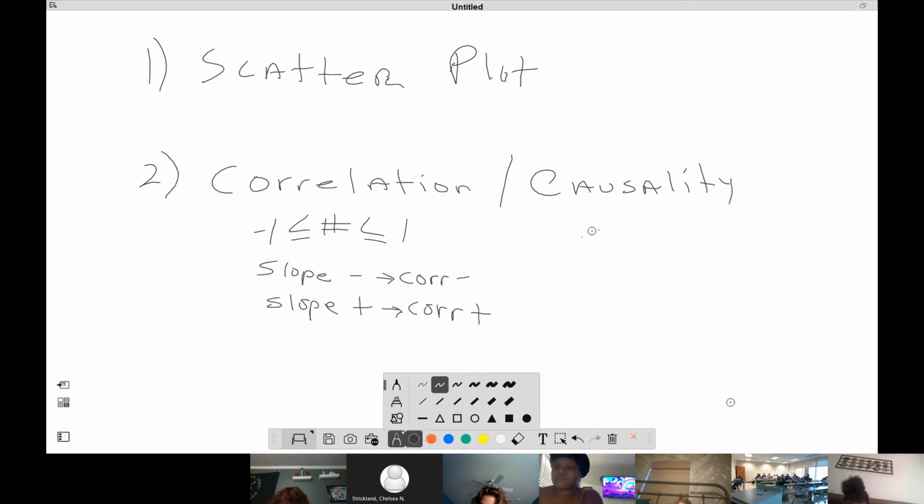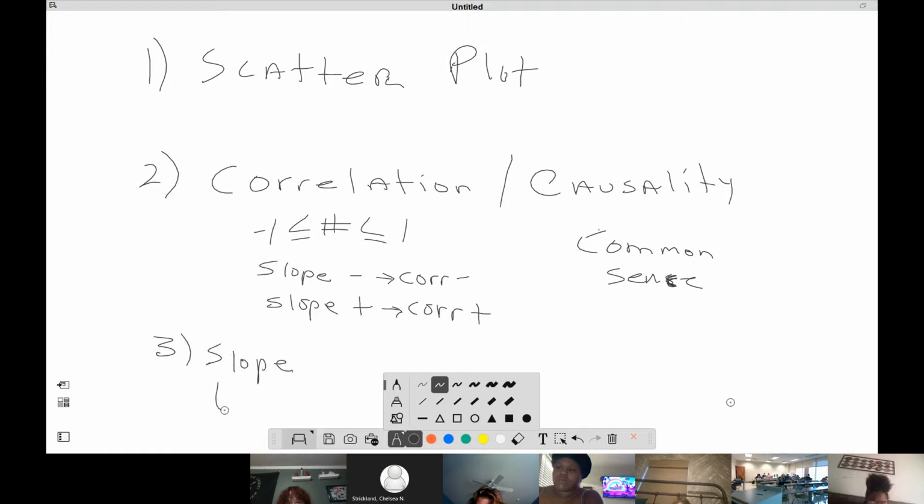Causality is usually based on what? Common sense. And we'll talk about that in a little bit. I always spell sense wrong, so if I spelled it wrong, I'm sorry. I always want to spell it with a C. Is that right? S-E-N-S-E. I thought so. There. That looks awful. And 3rd, slope and equation. And that's the part you should already know because you've had algebra classes.